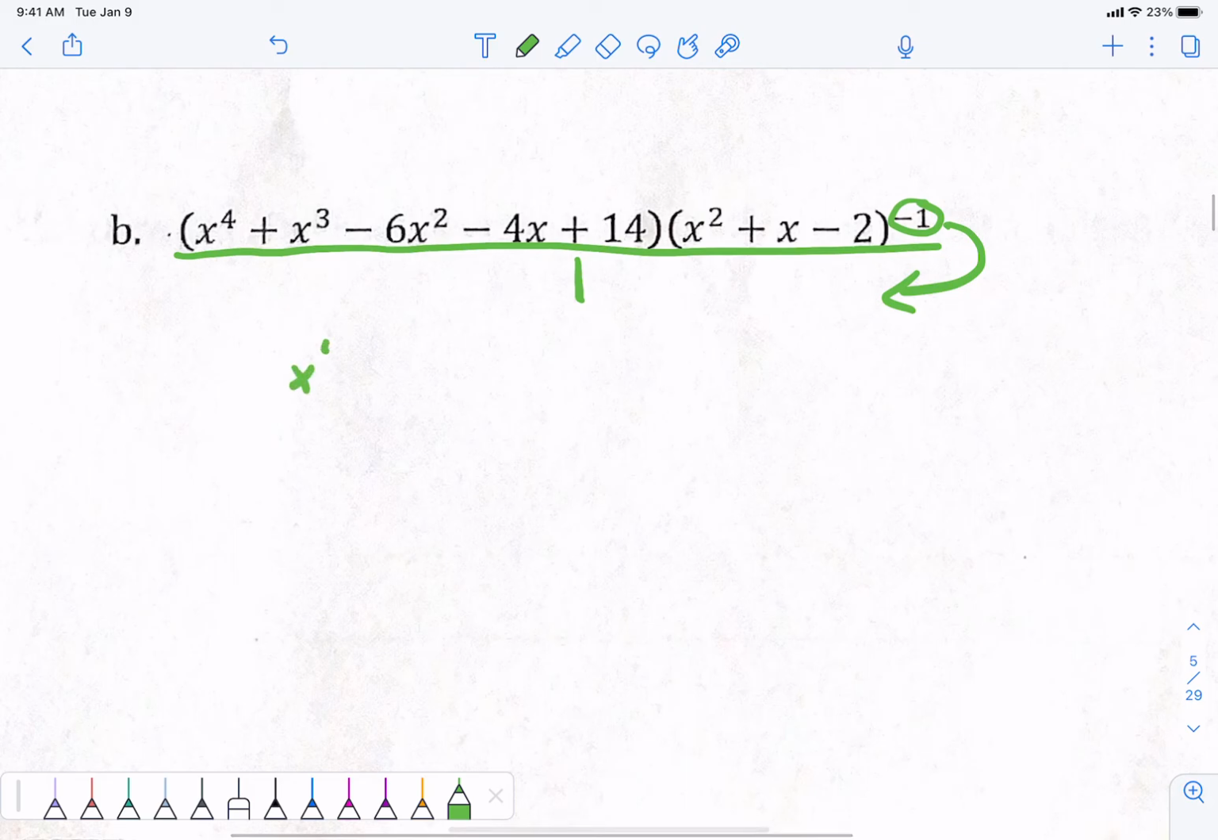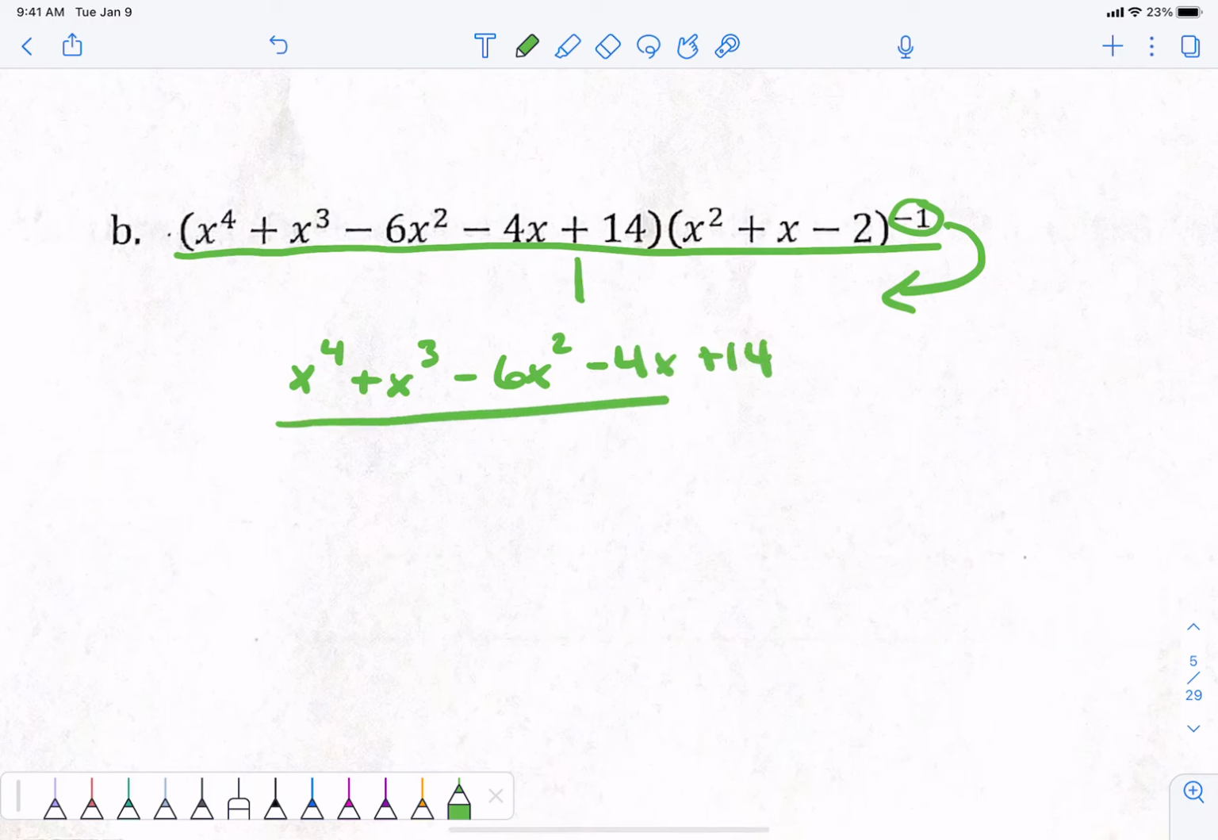So I would have x to the 4th plus x to the 3rd minus 6x squared minus 4x plus 14 on the top. And on the bottom would be that x squared plus x minus 2. And really, that's technically to the first power, right? But do you need to put the first power? No, not really. We can just say that it's that guy over top of that guy.